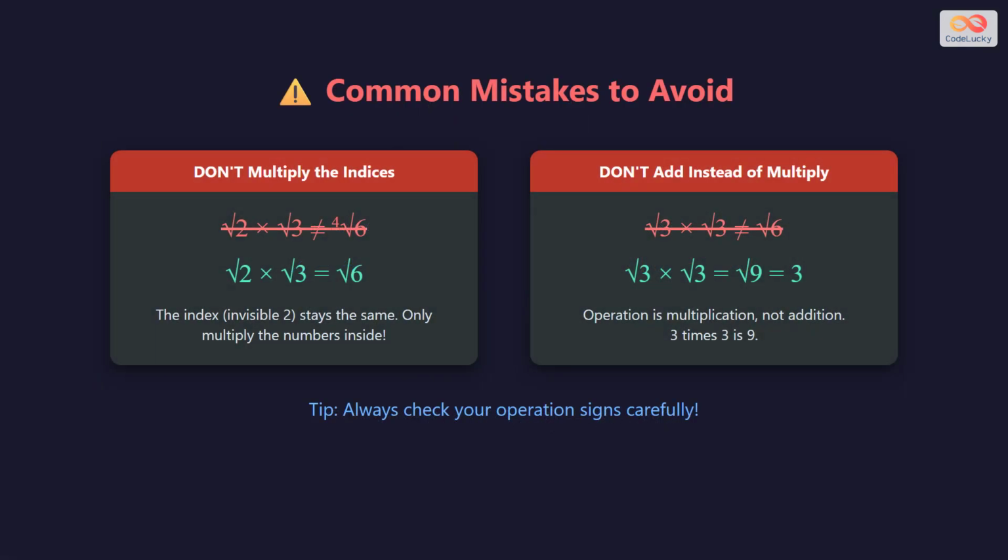Watch out for these common traps. First, never multiply the indices. Square root times square root is still a square root, not a fourth root. Second, do not confuse addition with multiplication. Root 3 times root 3 is root 9, which is 3. It is not root 6. Always check your operation signs.